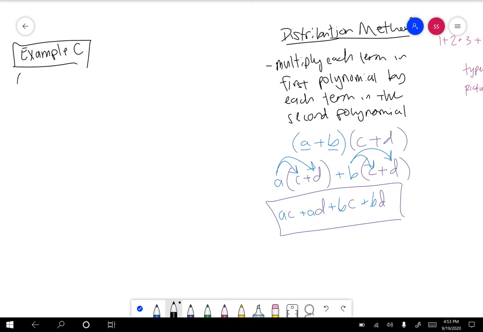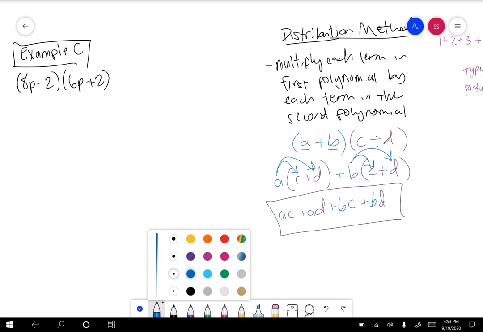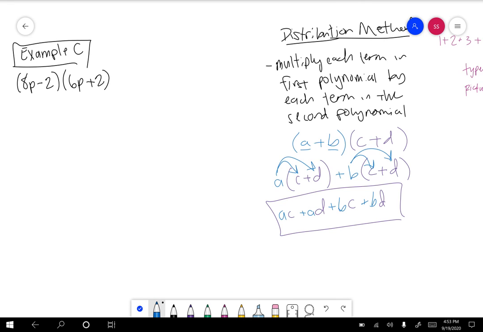We are going to multiply 8p minus 2 by 6p plus 2. All right, let's do this. So first thing we're going to do is take each term in the first one, so 8p, and we're going to multiply it by the whole second expression, so 6p plus 2. Then we would have minus 2, because it's a negative, multiplied by the entire second expression, so 6p plus 2.